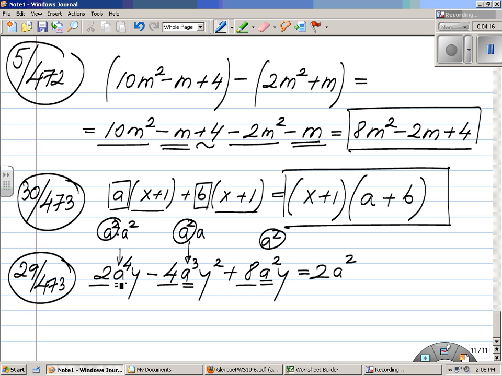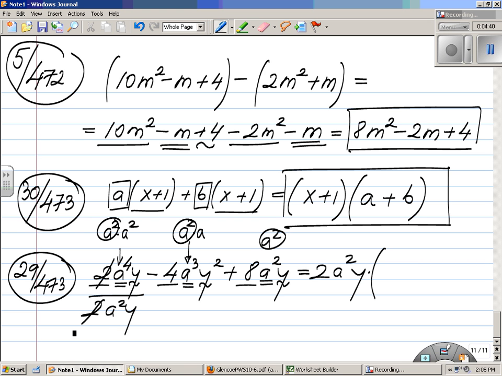And now what else I have? I have y, right? Y squared, and y. What is the greatest common factor of these three? Would be just y. Am I right? Times. And now to find what you're left with in each one of them, you will divide each one of them by your greatest common factor, which is 2a squared y.